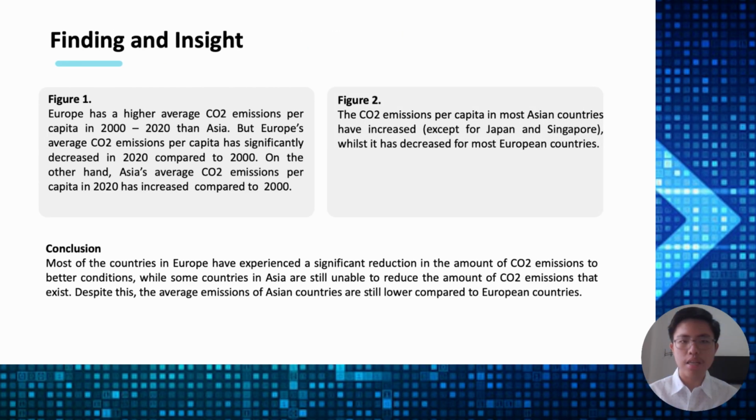The results of the first analysis showed that Europe has a higher average CO2 emissions per capita in 2000 to 2020 than Asia. But Europe's average CO2 emissions per capita has significantly decreased in 2020 in comparison to 2000. On the other hand, Asia's average CO2 emissions per capita in 2020 has increased compared to what it was in 2000. The results of the second analysis showed that CO2 emissions per capita for most countries in Asia have increased, except for Japan and Singapore, whilst it has decreased for most European countries.